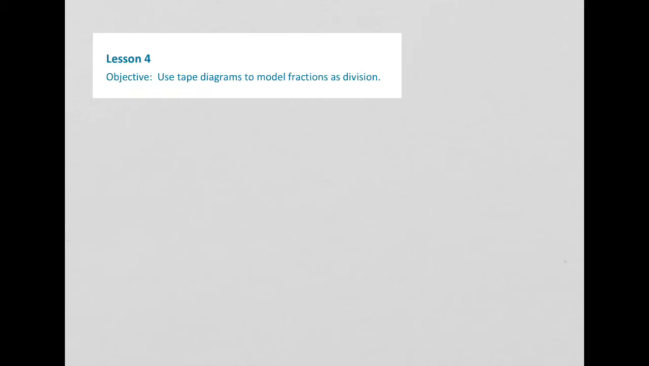Okay, today we're going to be doing 5th grade Module 4, Lesson 4, where we're looking now at tape diagrams and how tape diagrams can help us understand fractions and division. So the actual equation looks the same as what we did yesterday, 4 divided by 5. But we're going to look at how we can model this with a diagram.